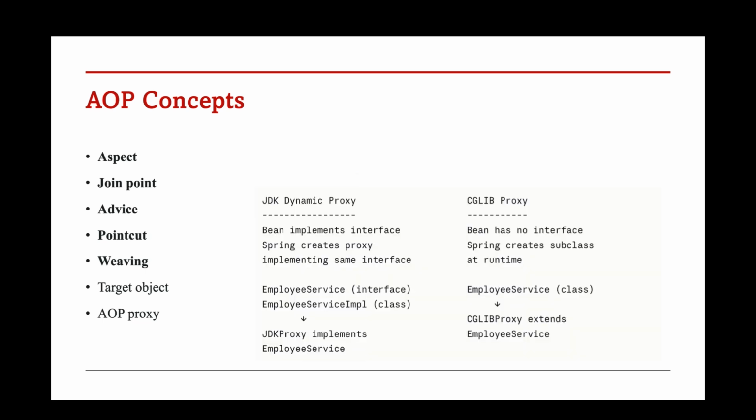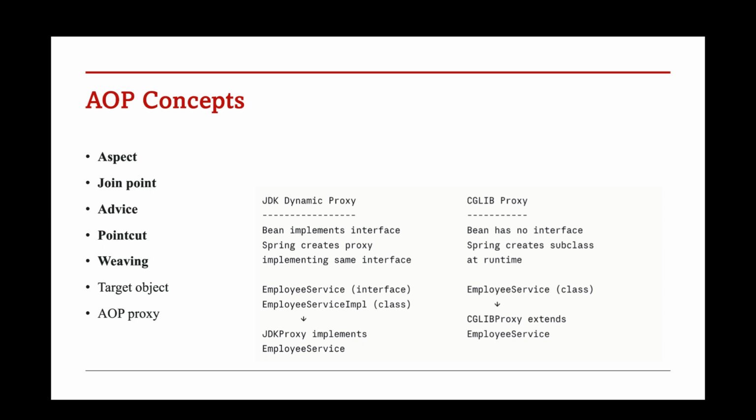Now Spring creates two types of proxies. JDK dynamic proxy, used when your bean implements an interface. Spring creates a proxy that implements the same interface and wraps the actual bean. CGLIB proxy, used when your bean does not implement any interface. Spring creates a subclass of your bean at runtime and overrides the methods to inject the advice.